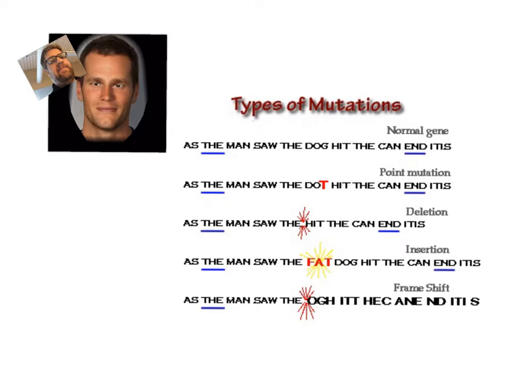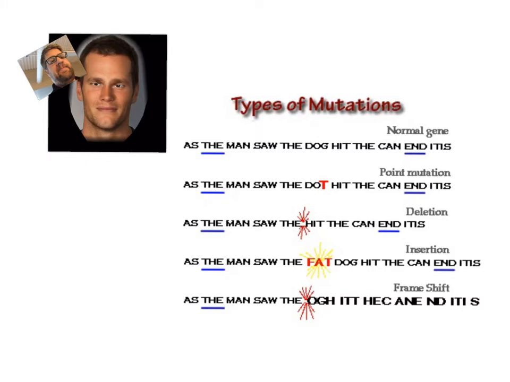A point mutation is one letter change. So you see the one down below, the dog is turned to dot. Now the sentence makes sense a little bit, but it's a little bit different. As the man saw the dot hit the can, and it changes the sentence. It's harmful, but not the worst. Point mutations, in this case, is a substitution mutation.